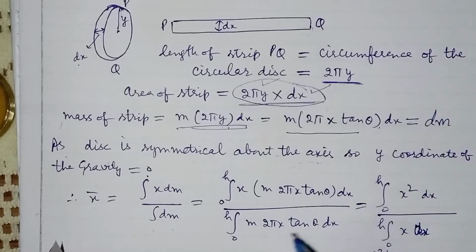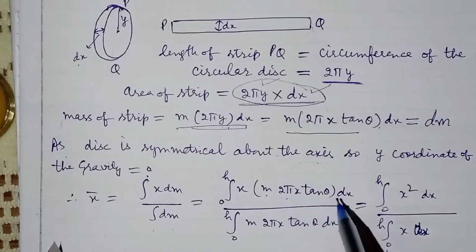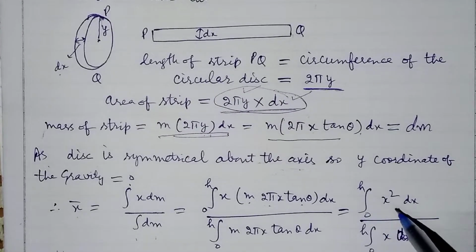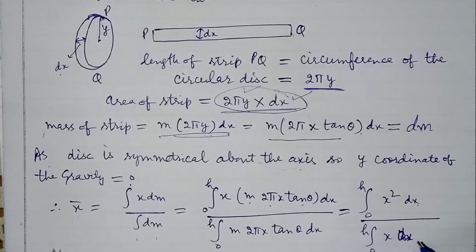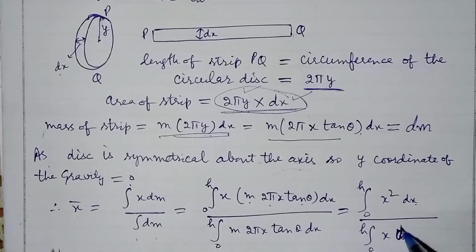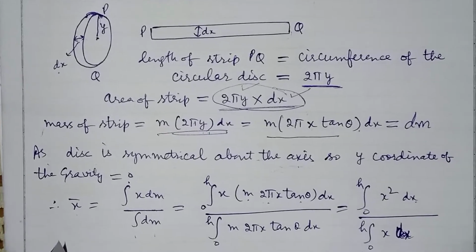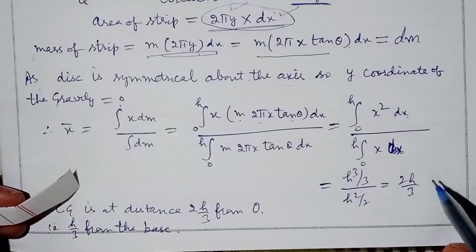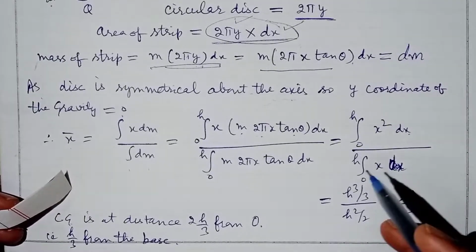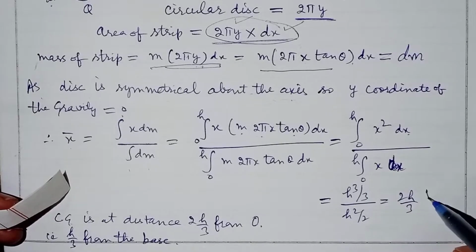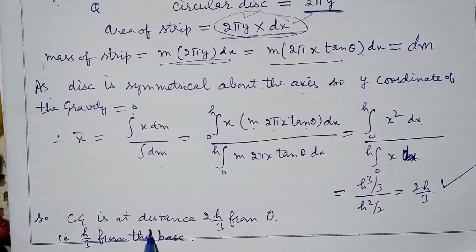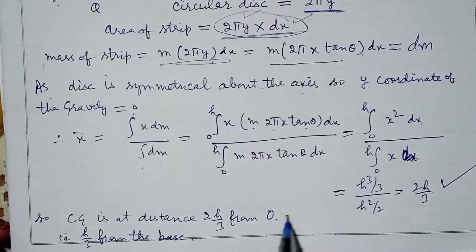Some things will be cancelled out, like m, 2 pi, tan theta, they will cancel out. Remaining integrals will be integral x square with respect to x, इंटीग्रेट कर दीजिए आप, एंड डिनोमिनेटर में भी x इंटू ये dx है, राइट? विद रिस्पेक्ट टू x इंटीग्रेट कीजिए. आफ्टर इंटीग्रेशन what we get after solving, integrating values put कीजिए, लिमिट्स पुट कीजिए, we will get 2h upon 3. It means the center of gravity is at a distance 2h by 3 from the vertex.